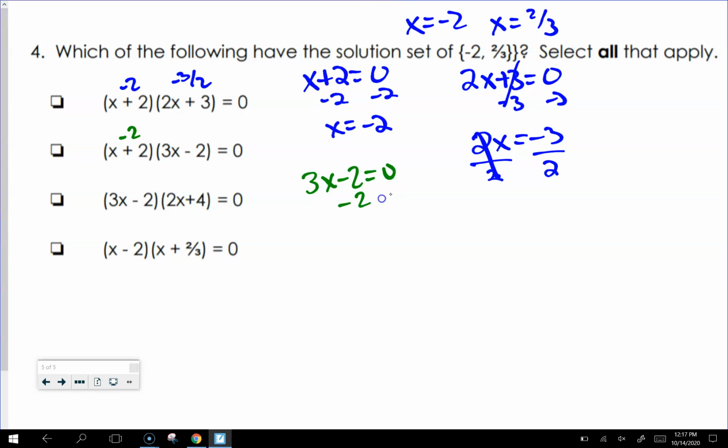This gives me 3x equals 2. Good. Divide by 3 on both sides. We get x is equal to 2/3. Is that what I want? Yes. Let's check off that box. Woohoo!